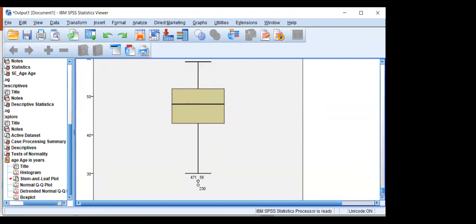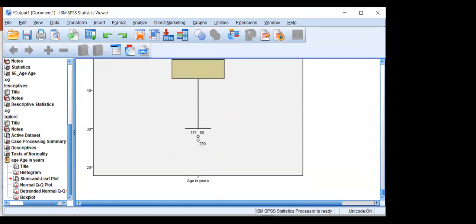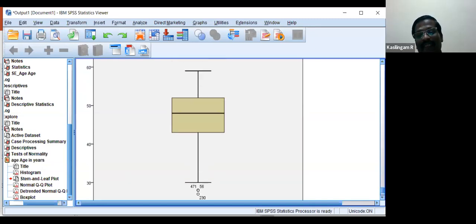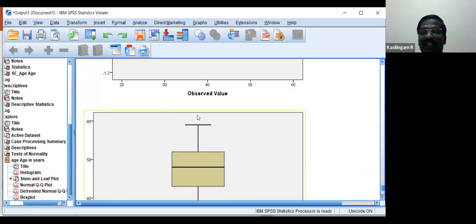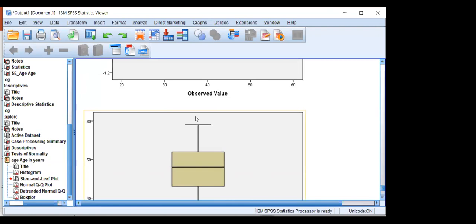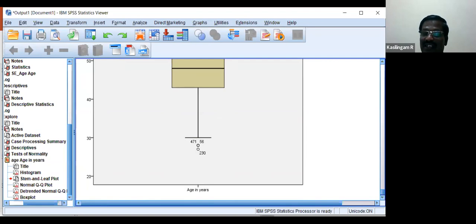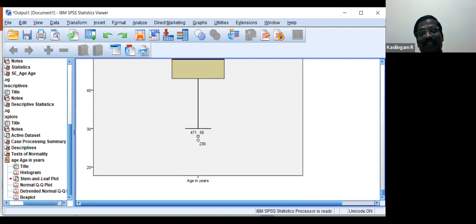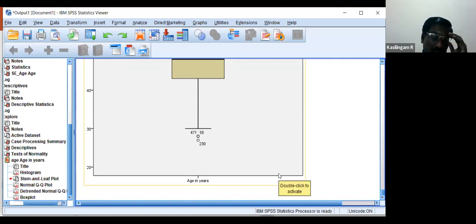Sir, if it is on top, that will be positive. If some values, outliers, are on the top, there is a possibility of positive skewness. If outliers are in the bottom, it means that more ranges are there in the bottom. That is the meaning.